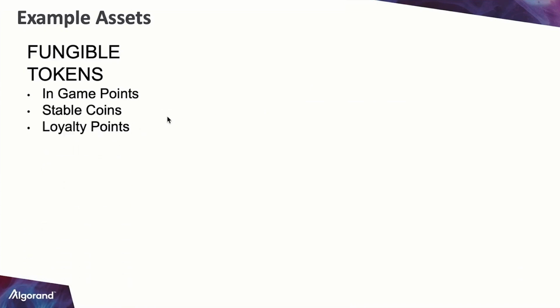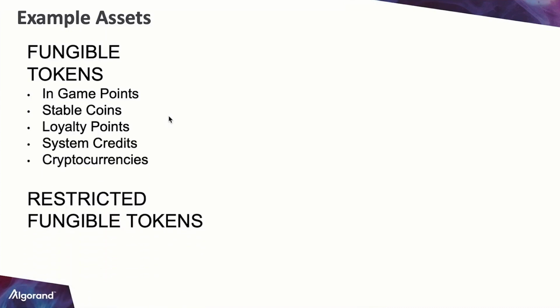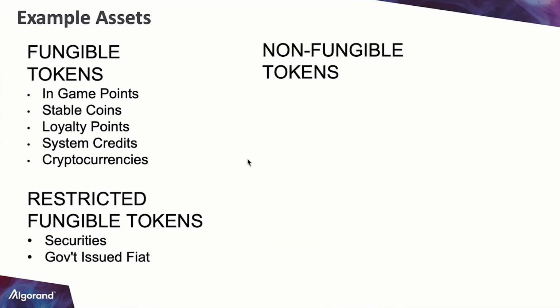What are some examples? Well, you got fungible tokens, which are basically each one of these is exactly the same. Each in-game point is the same. Each stable coin is worth the same amount. Loyalty points, system credits, these all fall into that category. And then you get restricted fungible tokens, where you can also invoke things like clawback if you need to under certain situations. Now, the other type of example is non-fungible tokens.